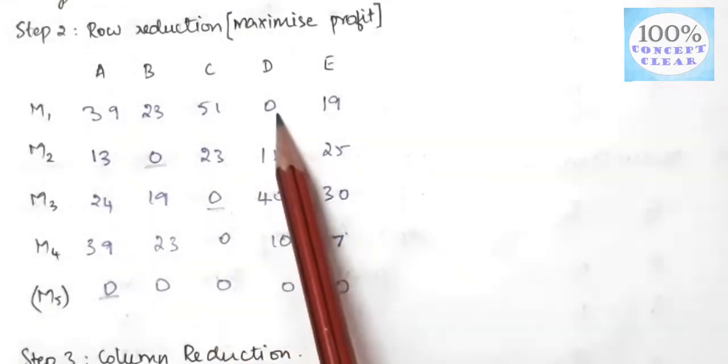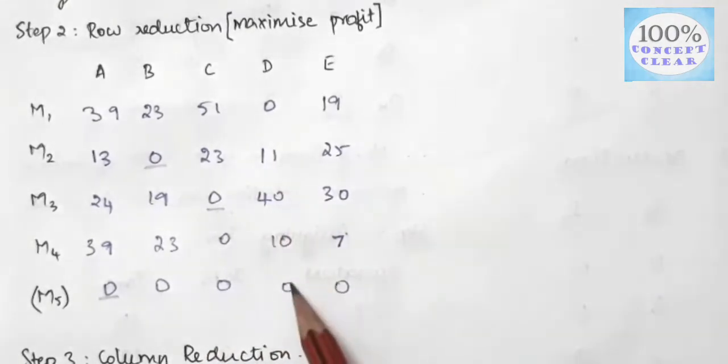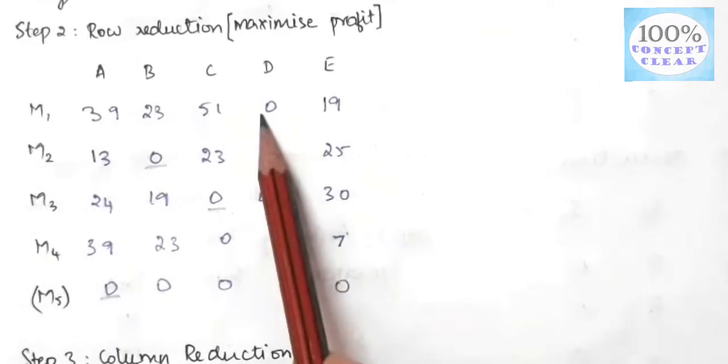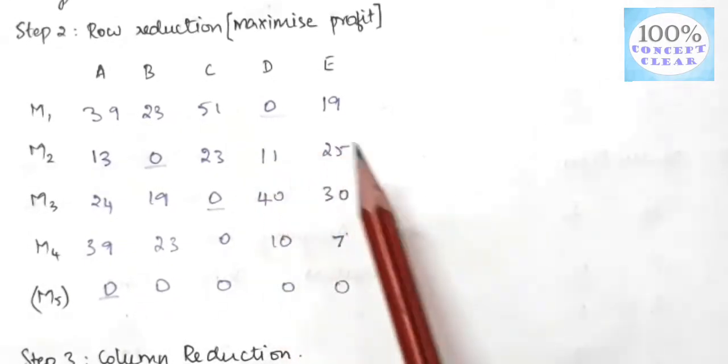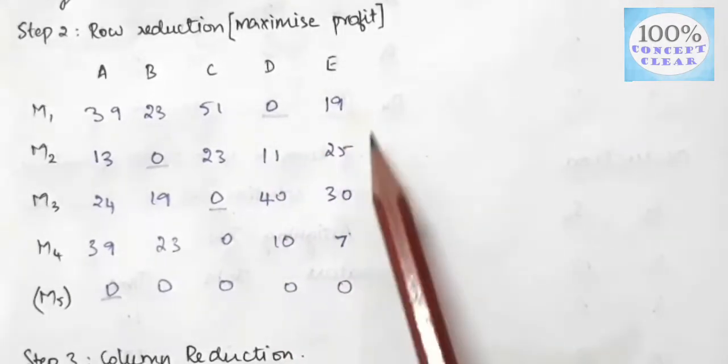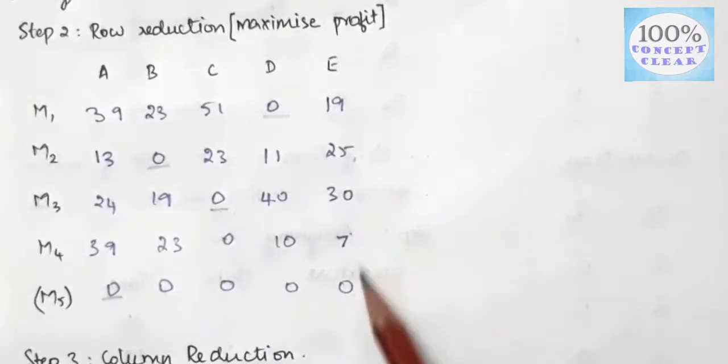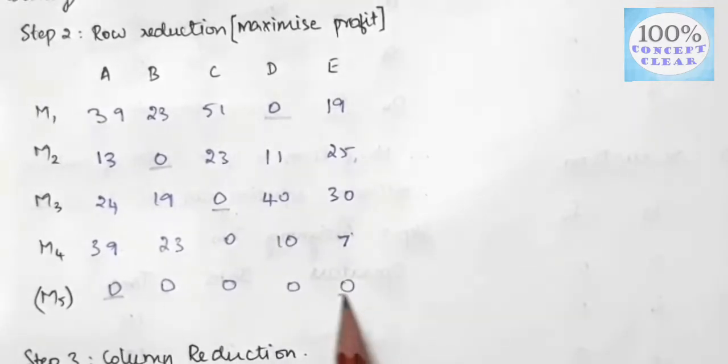And in the fourth column, 0, 11, 40, 10, 0. Here also we have 0 as the least value, so mark 0. And in the fifth column, 19, 29, 30, 7, 0. Here also we have 0, so mark that 0.